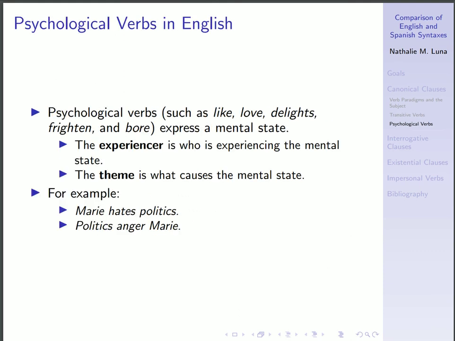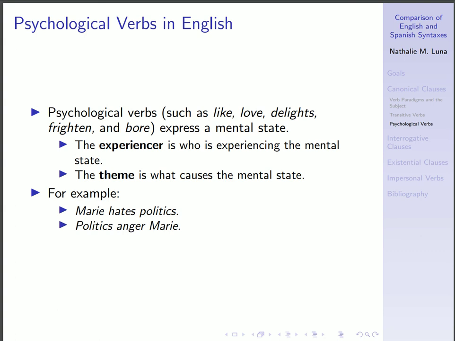All right, so the next thing we're going to talk about is psychological verbs. So these are verbs like love, delights, frightens, and bores. They're verbs that express a mental state. They have two things associated with them. They have the experiencer, who is the person who is experiencing that mental state, and the theme, which is what causes that mental state. So we have these two examples.